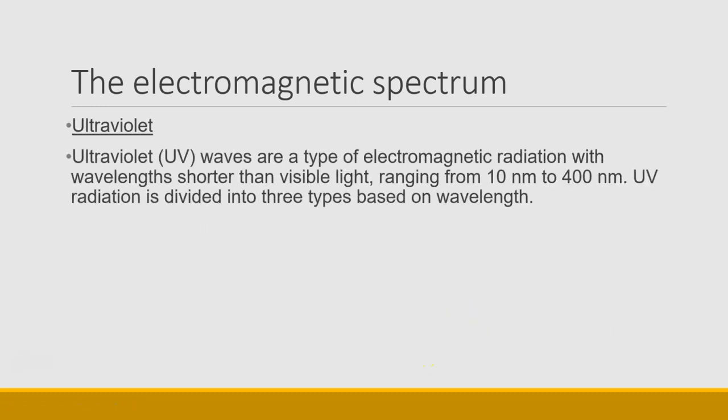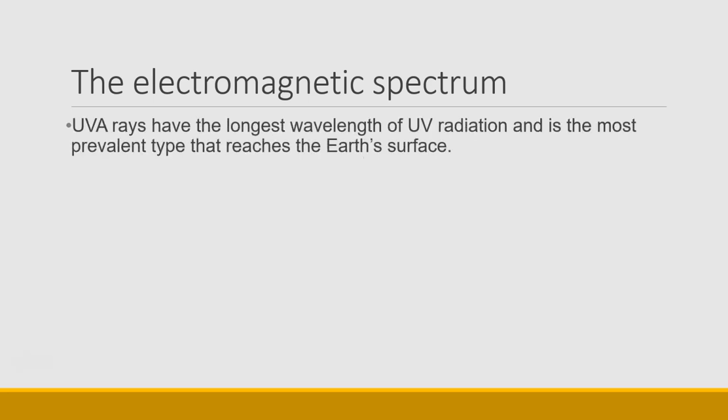The next type of electromagnetic radiation is ultraviolet, also known as UV. UV waves are electromagnetic radiation with wavelengths that are shorter than visible light. That means that UV radiation has a higher energy than visible light. And UV radiation can be divided into three types based on wavelength. So we have UVA, UVB, and UVC.